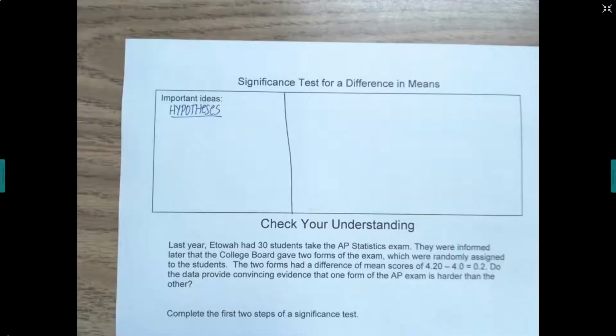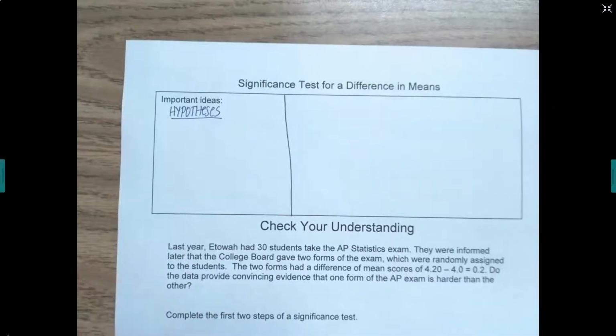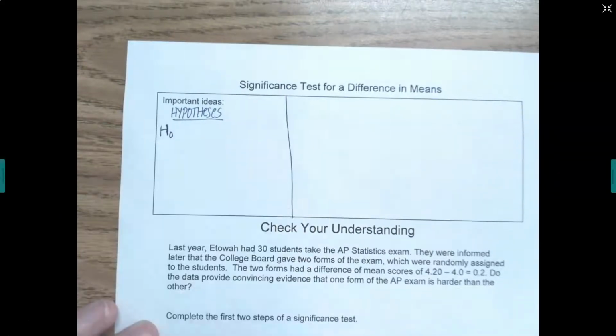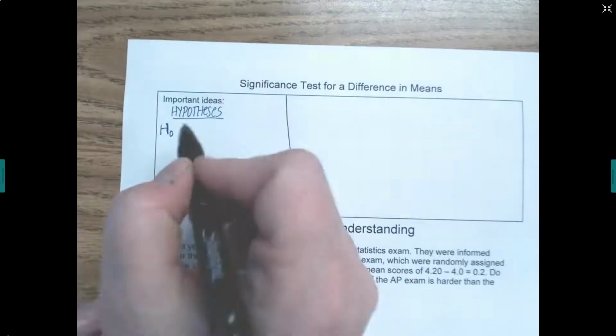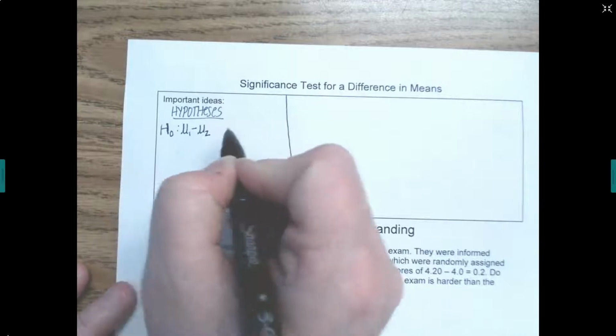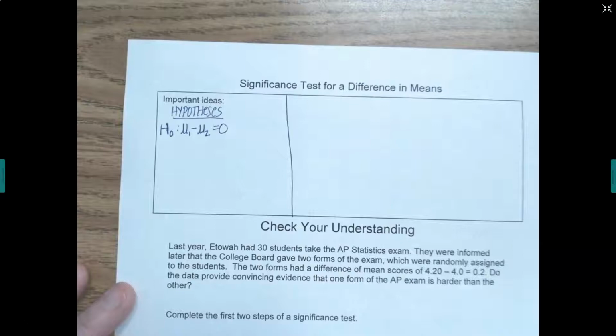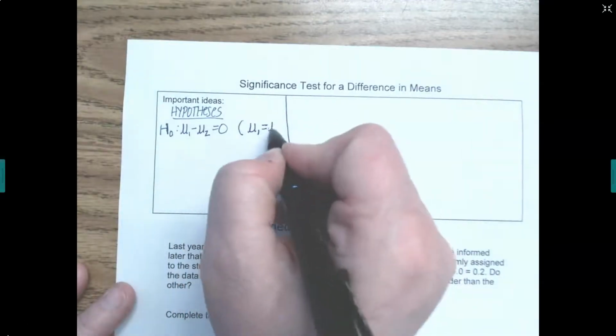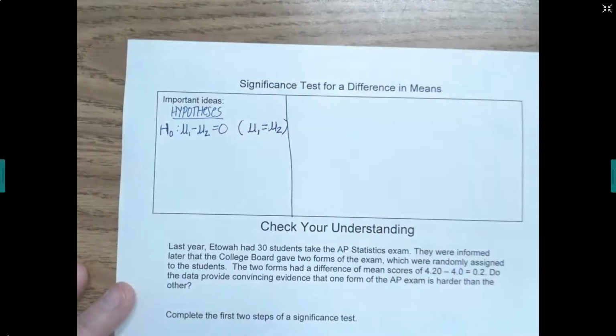All right, there's a couple things that I want to review real quick. Very similar to when we did significance tests for proportions, how we write our hypotheses is very, very similar when we're talking about a difference of means. So for our null, we can write mu1 minus mu2 is equal to 0, because your null is always the equal one. You could also write mu1 equals mu2, whichever one you prefer. They mean the same exact thing. So that's for our null.